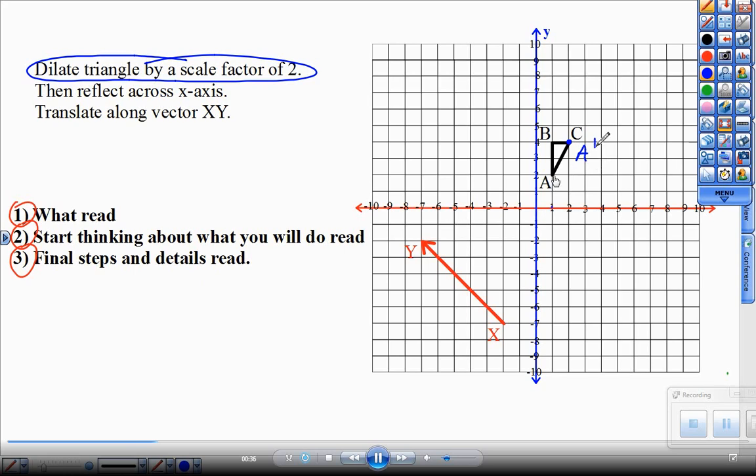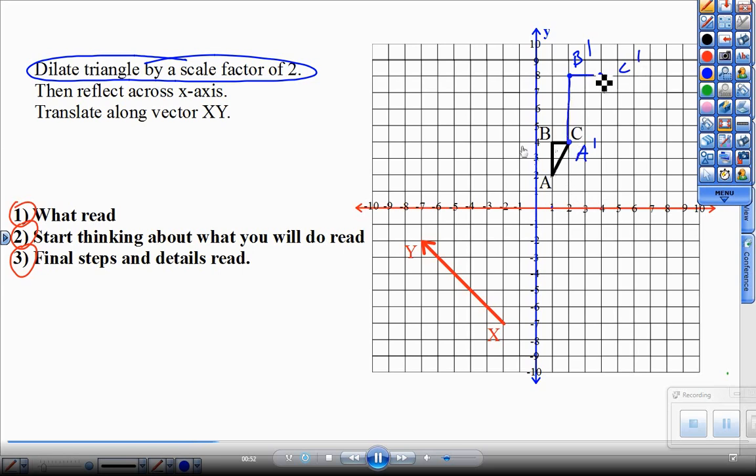over 1 up 2, over 1 up 2 for the new A prime. And again, I should have told you dilating through the origin here. The new B prime, over 1 up 4, over 1 up 4. The new C prime, over 2 up 4, over 2 up 4.